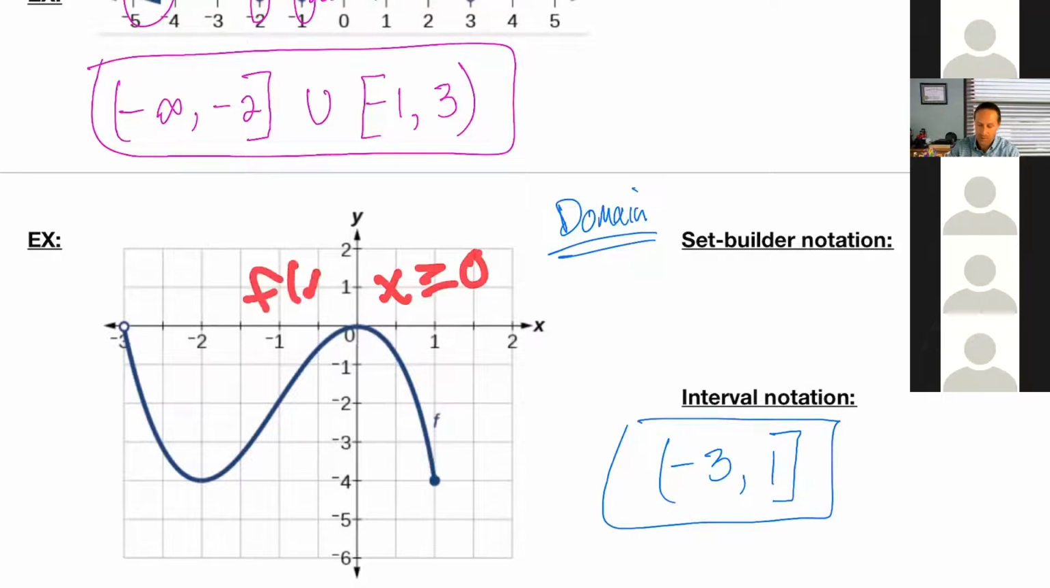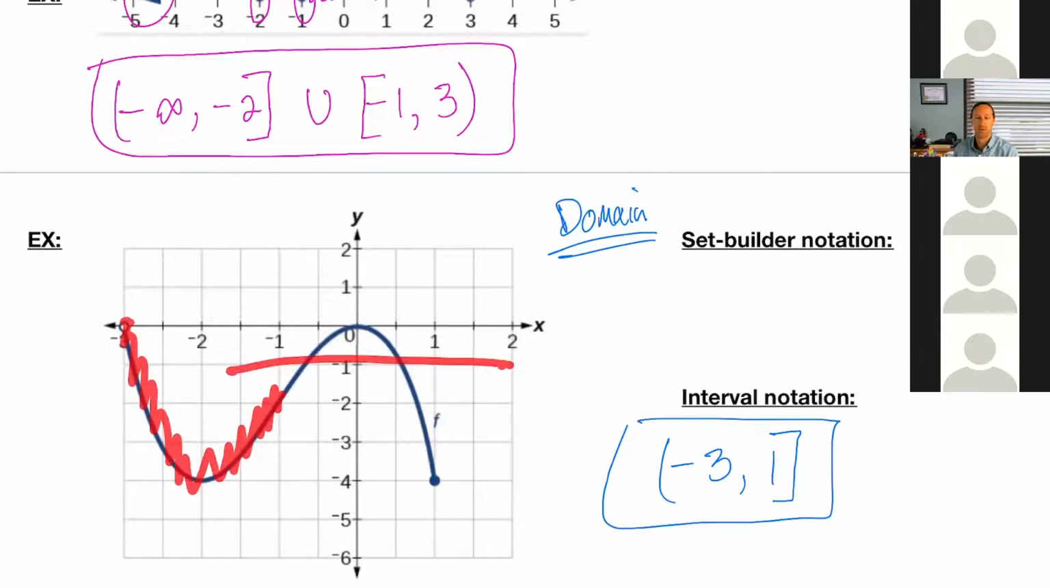Because if I tell you to use this function, but only from 0 and on, now do you see it would pass that horizontal line test? So that's why I chose 0 in particular, because if I chose -1 and I got rid of all of this side or the other, it still fails. Okay, and that's going to be an important concept for us down the road when we talk about finding inverses.